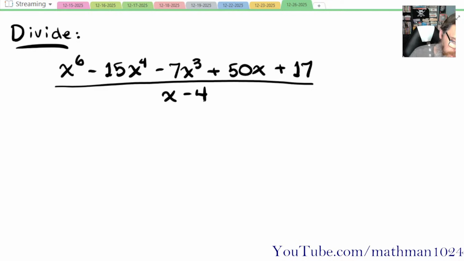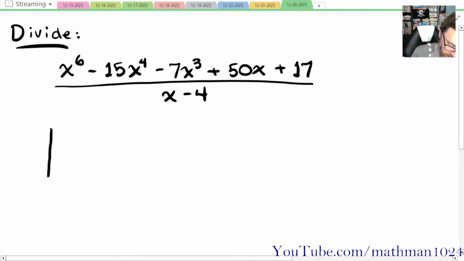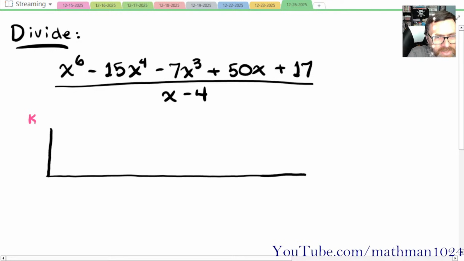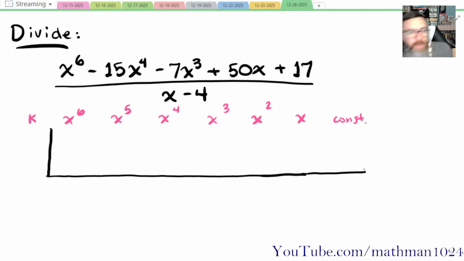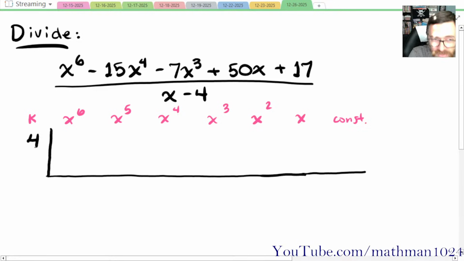All right, so synthetic division, let's get this set up here. Got my little box. I'm going to put my k value out here, and we see that we go all the way up to x to the 6th. All right, so I have to have a heading for x to the 6th, x to the 5th, 4, 3, 2, 1, and then my constant. I can't leave out anybody. So I'm dividing by x minus 4, so my k value is going to be positive 4. I do the opposite of what I see there.